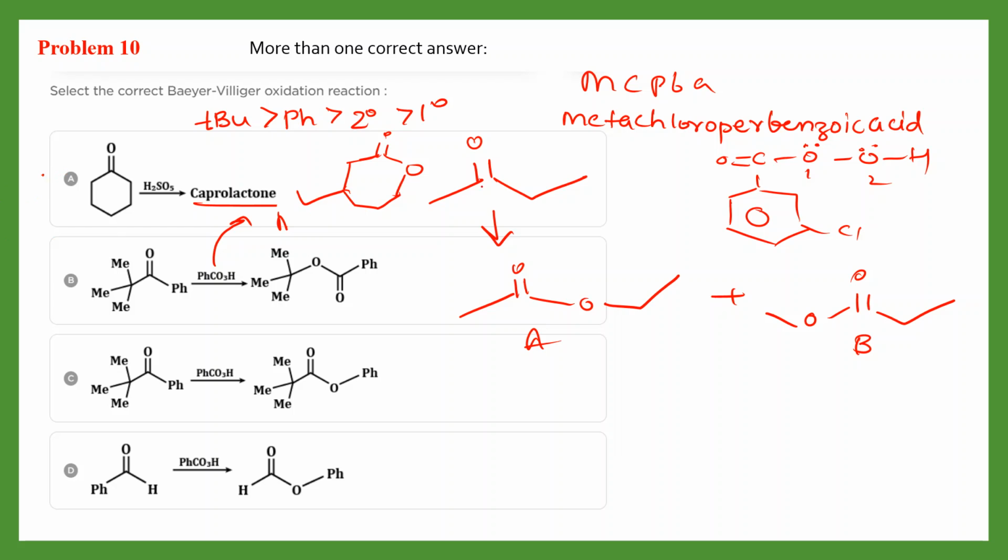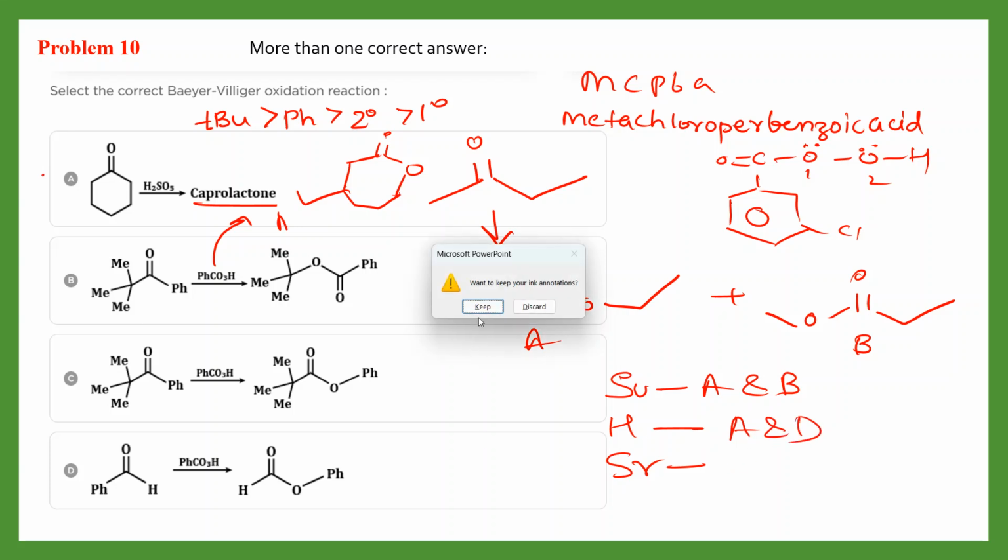Tell me your answer by first telling your name. A and B. I think Suman is telling this. So A and B. Okay. Another girl, Harshita I think, and Srishti, tell me your answer. A and D. Who is telling? Me, Harshita. A and D. Okay.